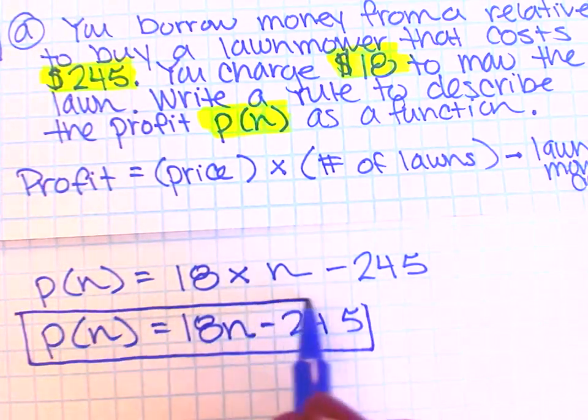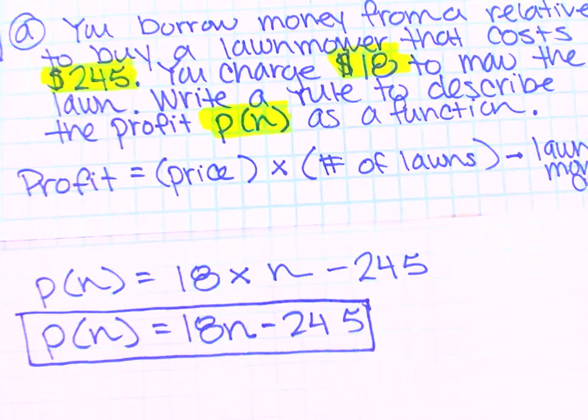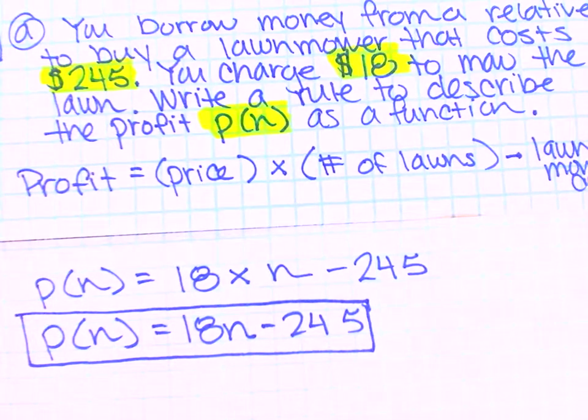All they wanted me to do in the question was to write a rule. Here's my rule. So I can mow 5 lawns times 18 minus 245 and see how much I still need to cover how much I bought the lawnmower for.